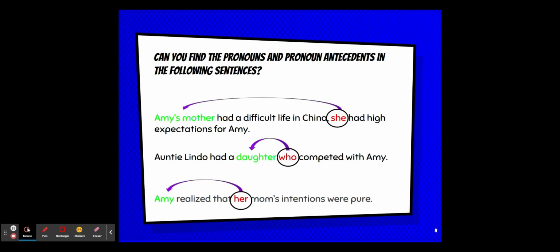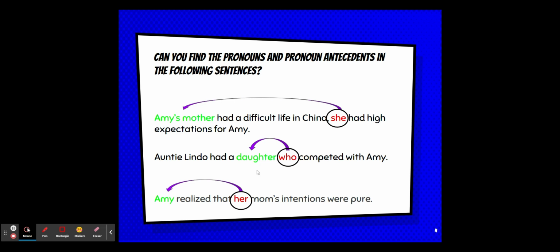Here's our answers. Amy's mother had a difficult life in China. She had high expectations for Amy. She is the pronoun. The antecedent is Amy's mother, because that's who she is referring to.